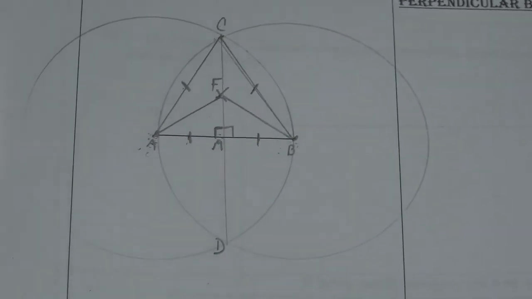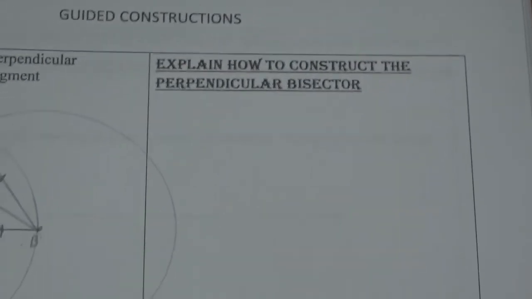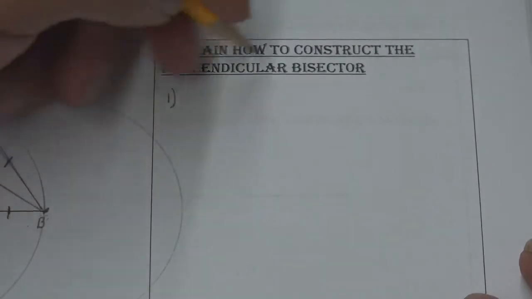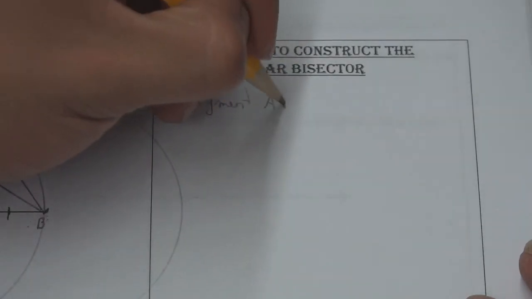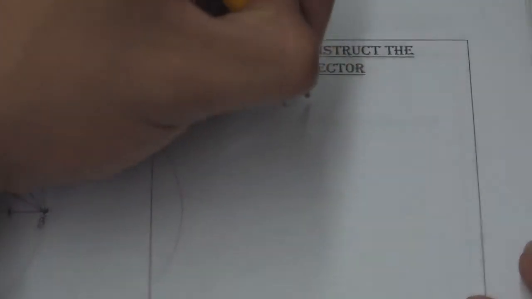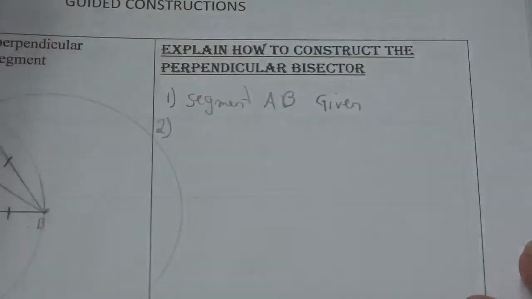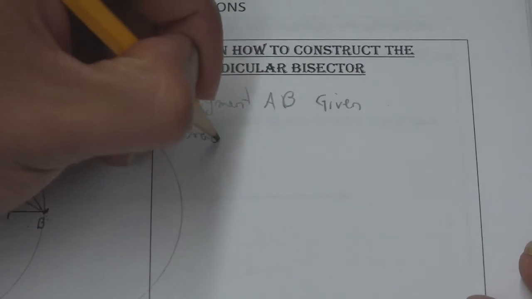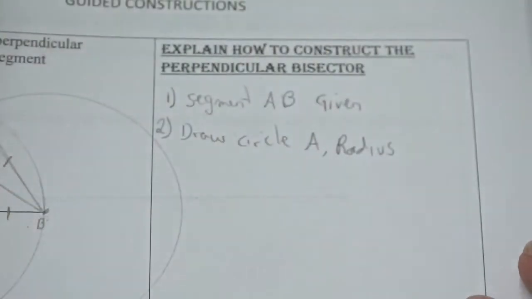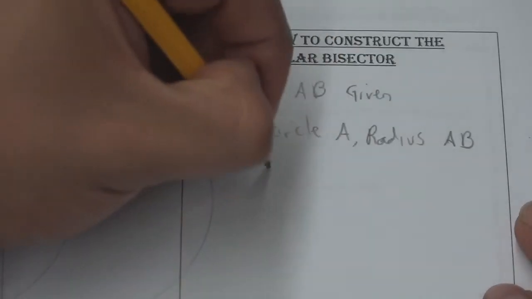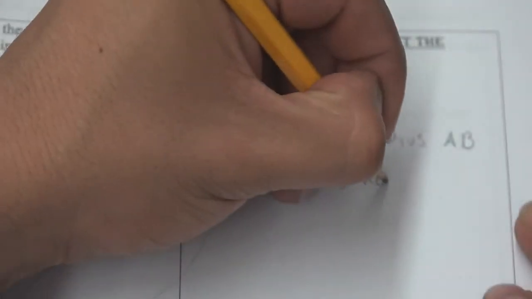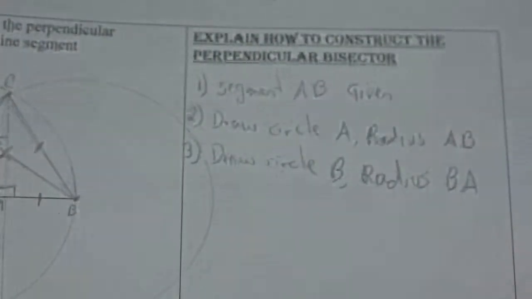All right then, so now the steps, how to construct the perpendicular bisector. First, you have a segment AB, which is given. Then you draw circle A with radius AB. Then draw circle B with radius BA.